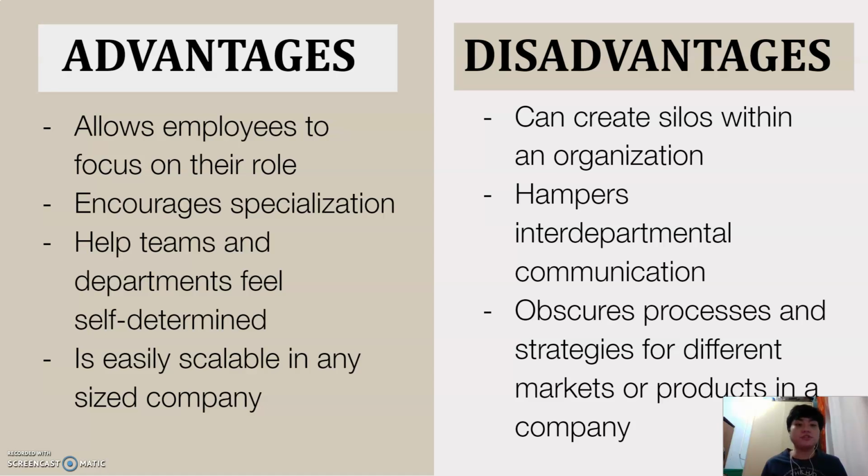Some of its features are that each worker receives instructions not only from one superior but also from a group of specialists. Staff specialists are given the authority to decide and do things in a limited way. The advantages of having a functional org structure are that it allows employees to focus on their role, encourages specialization, and is easily scalable in any sized company.